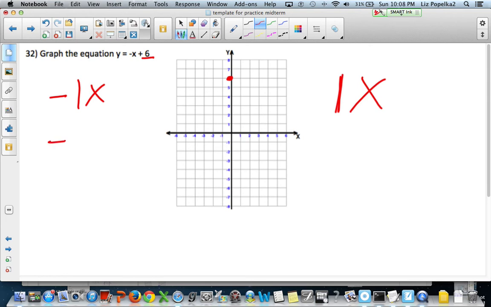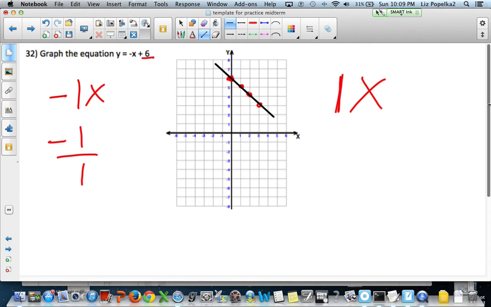That's the same thing as a -1/1, because -1 is the same thing as a -1/1. So from here, that means we're going to go down 1 and over 1. Down 1 and over 1. Down and over. So then I will connect my dots.